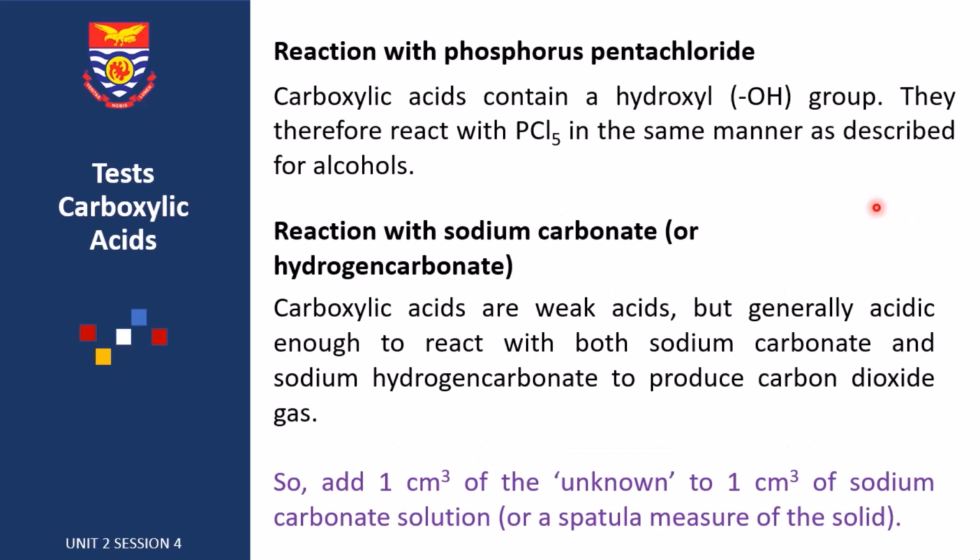Now, the test for carboxylic acids can be confirmed with the phosphorus pentachloride reagent. So carboxylic acids contain the OH group, right? The OH group. So they therefore react with the phosphorus pentachloride in the same manner as described for alcohols. And then there's also the sodium carbonate or the sodium hydrogen carbonate test.